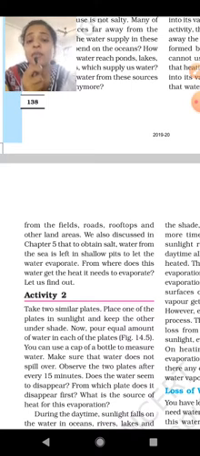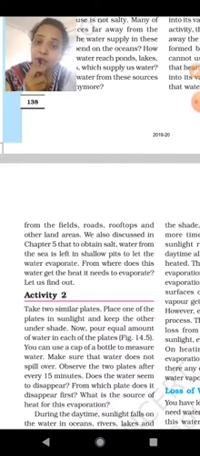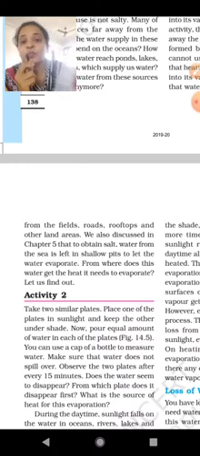Let us find out. The water gets heat, but from where it gets the heat is what we have to find out in activity 2.